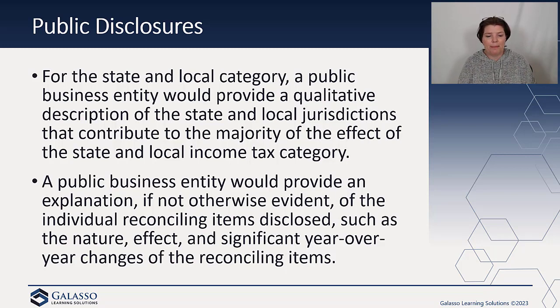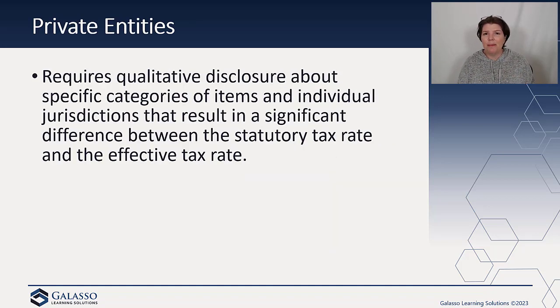In addition, a public business entity would provide an explanation, if not otherwise evident, of the individual reconciling items disclosed, such as the nature, effect, and significant year-over-year changes for any of those reconciling items. Now, private companies are not totally exempt here. They are going to provide qualitative disclosures about the categories of items and individual jurisdictions that result in significant differences between the statutory rates and the effective tax rate. Because as you're probably well aware, there are book tax differences that we have to be thinking about here.